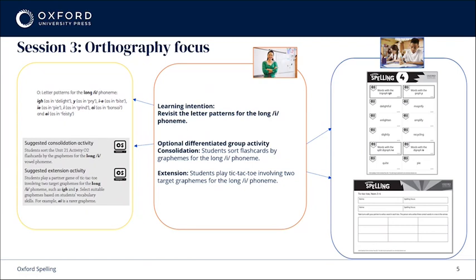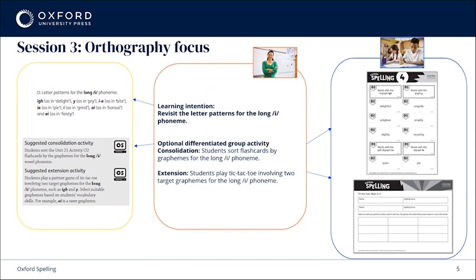and Y. Students can then complete either a consolidation activity to further practice and embed the letter patterns for the long I phoneme, or they can complete the extension activity. You may have two groups completing the consolidation activity. One group supported by you or a teaching assistant, and the second group working together to complete the activity.